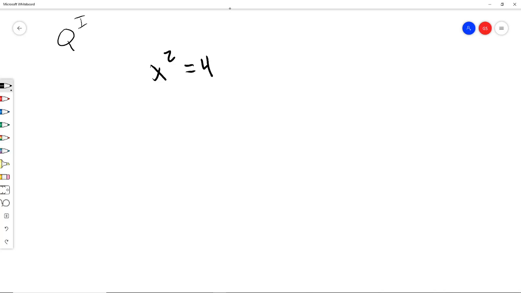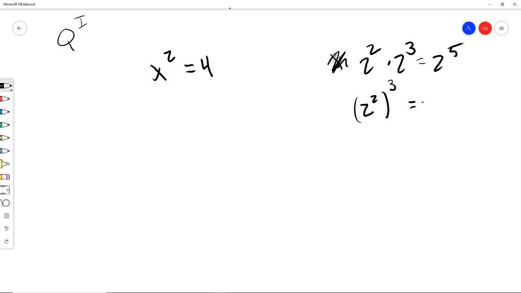Another thing we know, in just the last slide, we said 2 squared times 2 to the third is equal to 2 to the fifth. There's one other exponent rule: 2 squared to the third is equal to 2 to the sixth, right? Because this is 2 times 2, and that's 3 times, so 2 times 2 times 2 times 2 times 2 times 2, so 2 to the sixth. So we're going to use this rule on this part.